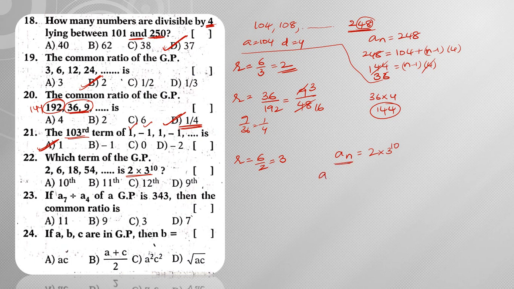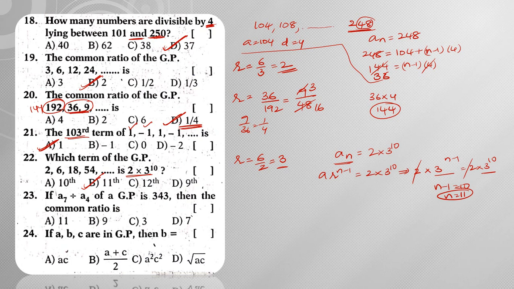So An is nothing but A into R power n minus 1, which is equal to 2 into 3 power 10. Now substitute the values. A is 2, R value is 3, which we have already found. So 3 power n minus 1 is equal to 2 into 3 power 10. So here 2 gets cancelled. When I compare the bases, bases are equal, then powers are also equal. So n minus 1 is equal to 10, n is equal to 11. Hence the value of n is 11.